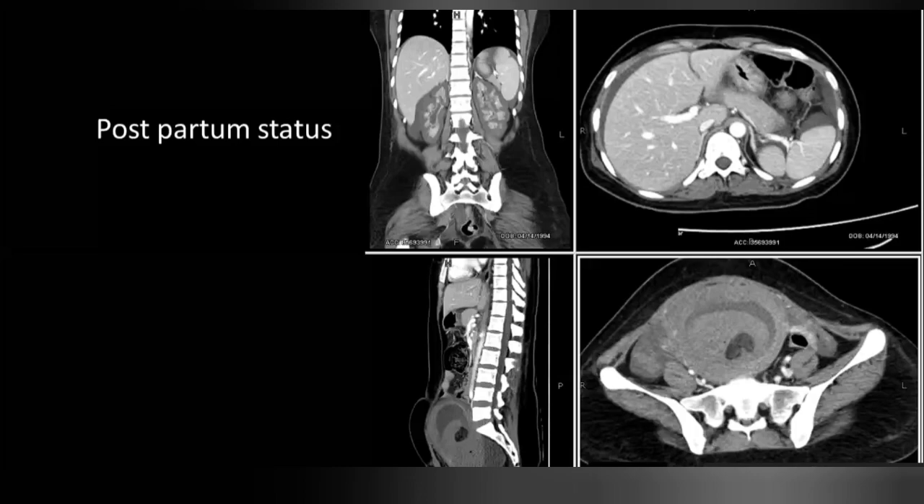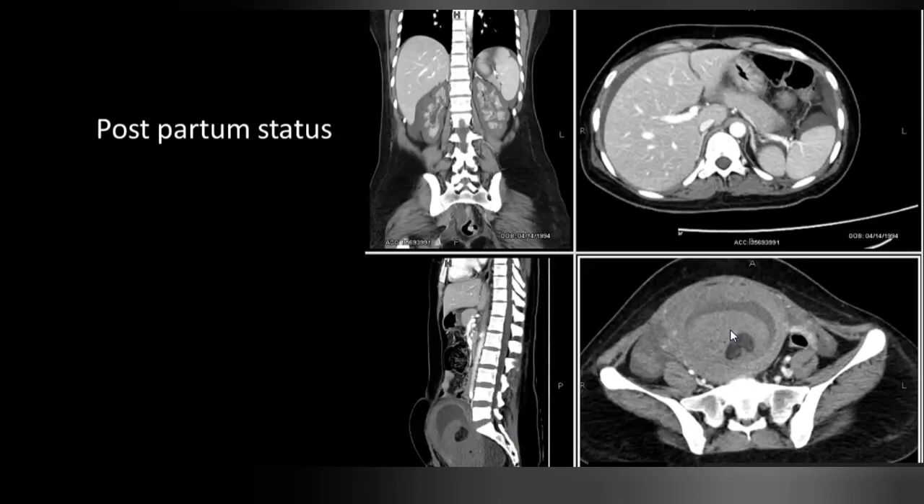Postpartum status. In postpartum status, if there is significant hemorrhage during the pregnancy, the patient may develop acute cortical necrosis, and in this case you can see that there is no enhancement of the renal cortex, there is enhancement of the medulla, and the uterus is enlarged, and it shows a heterogeneous area within it which is not showing any contrast enhancement.